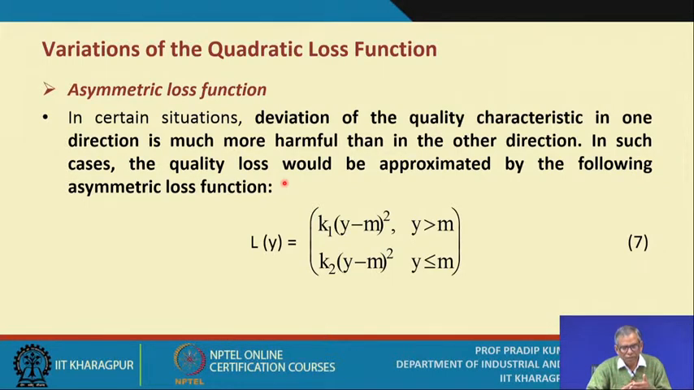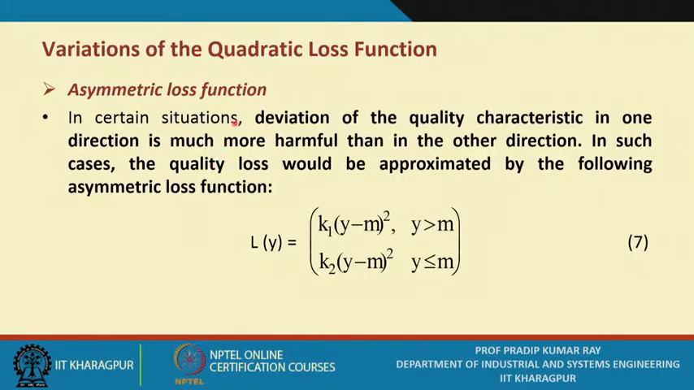That means the effect of positive deviation is the same as that of the negative deviation. Now, this is a symmetric case. There could be cases where it may not be symmetric, it may be asymmetric. Whenever you refer to that kind of quality characteristic, we will be referring to the asymmetric loss function. So how do you define this asymmetric loss function?